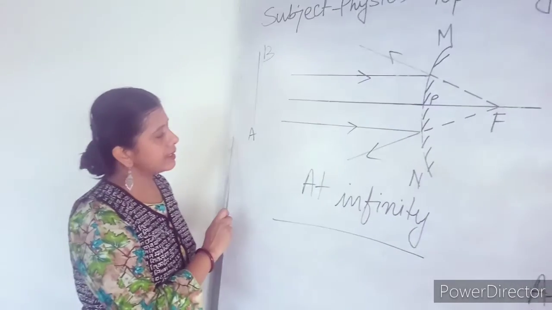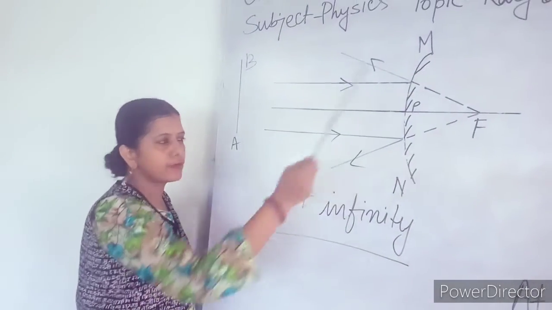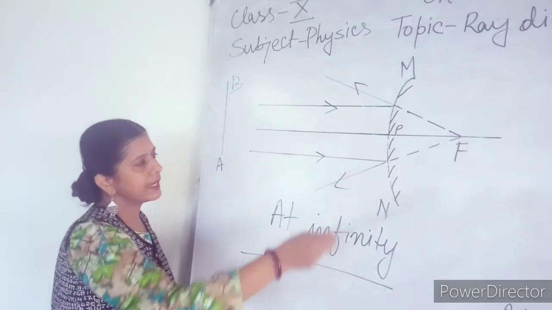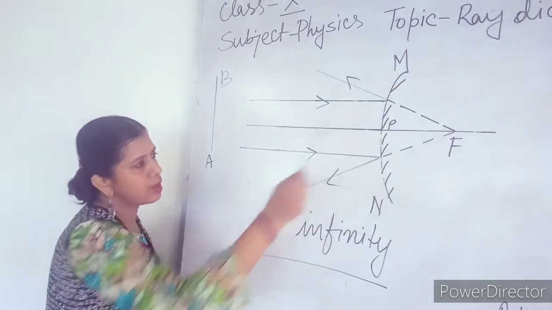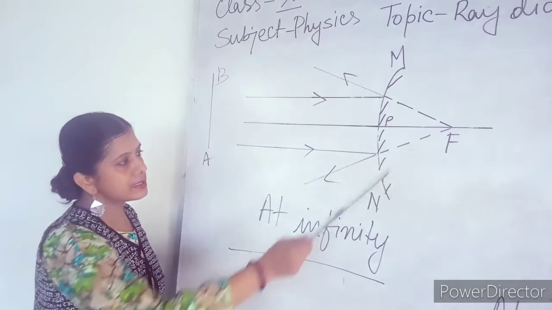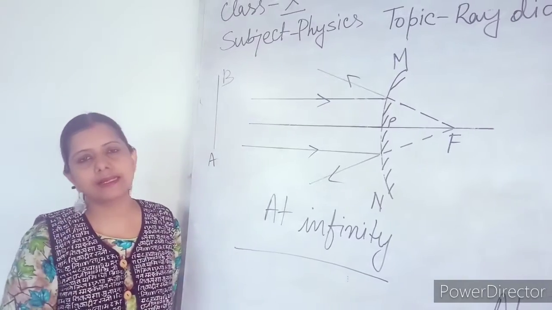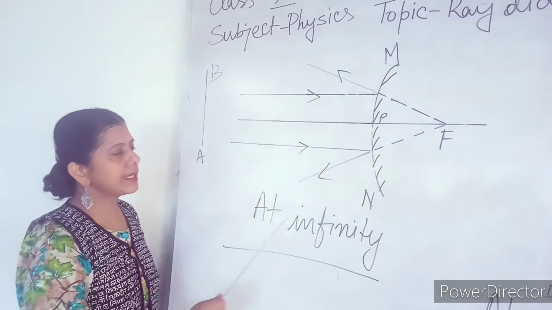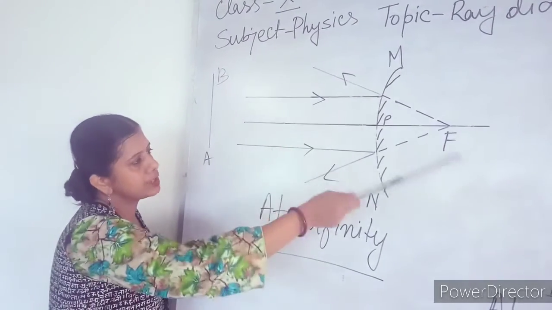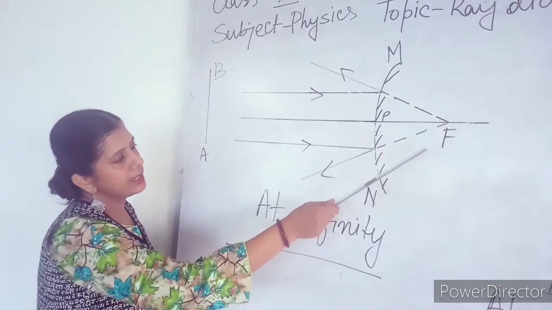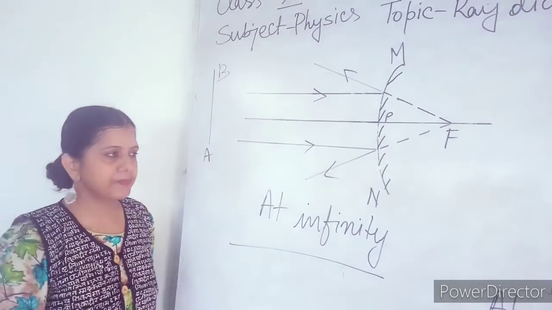When the object is at infinity, the image is at focus and size is very much diminished. It is very small in size and it is a virtual image. It is not a real image. A virtual image is formed behind the mirror and cannot be taken on the screen.